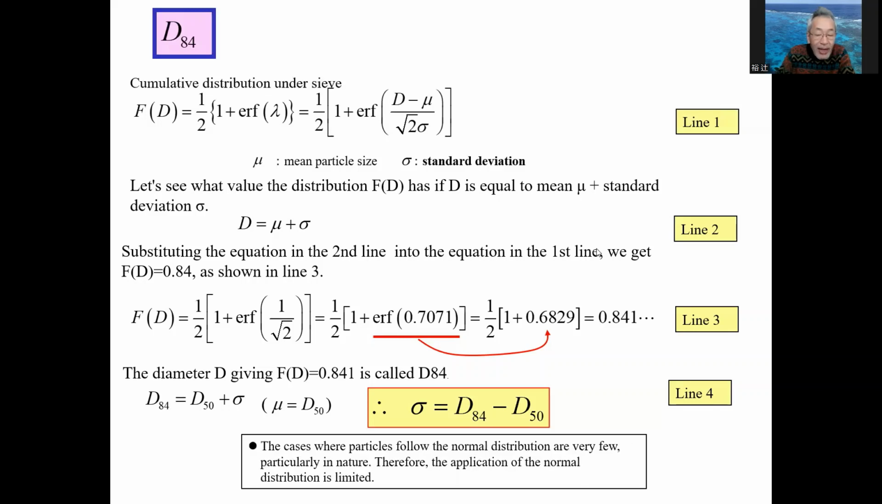Let me say one comment. Particle size distribution is generally asymmetrical in powders and particles handled in nature and industrial sites. Therefore, the normal distribution is seldom applied to particles in practice.